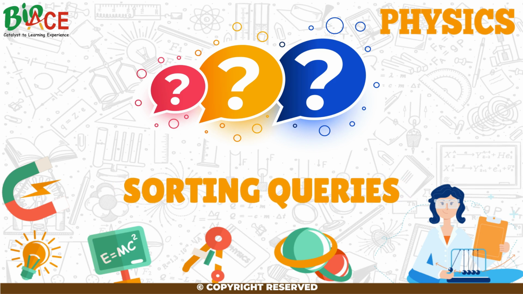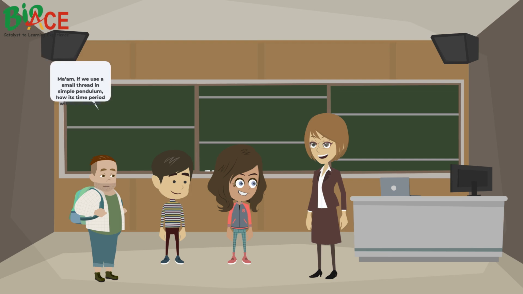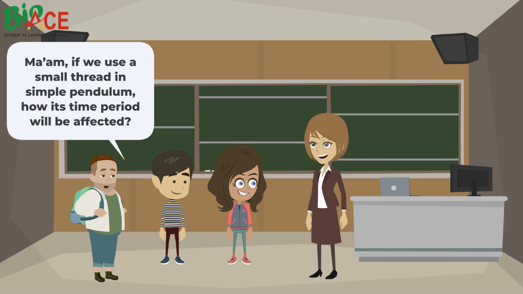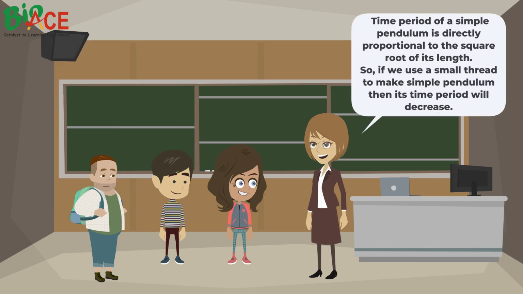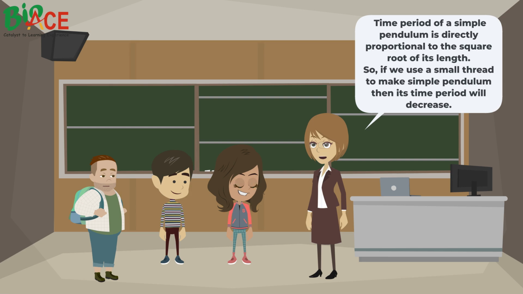Sorting queries. Ma'am, if we use a small thread in a simple pendulum, how will its time period be affected? The time period of a simple pendulum is directly proportional to the square root of its length. So, if we use a small thread to make a simple pendulum then its time period will decrease.